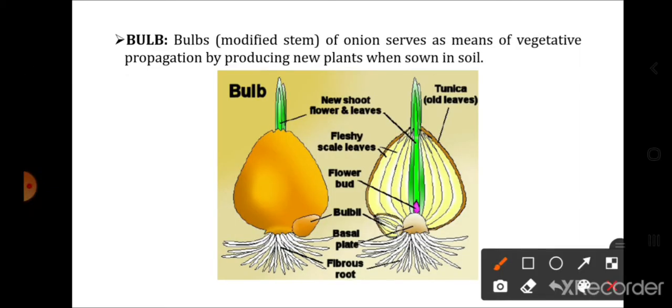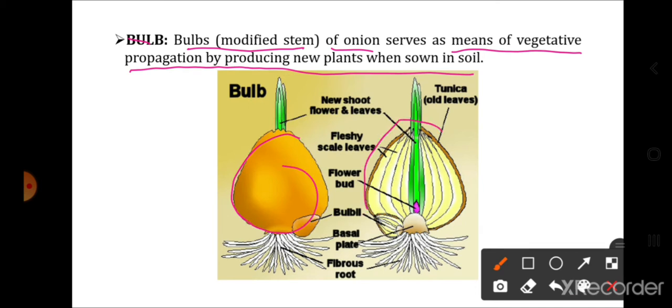Now the next one is the bulb. So bulbs again are modified stems. Example is the bulb of onion. The bulb of onion serves as a means of vegetative propagation by producing new plants when sown in soil. So what is a bulb? It is a modified stem. Now this stem when sown in the soil will produce a new onion plant by the process of vegetative propagation. Say for example, this is the bulb.